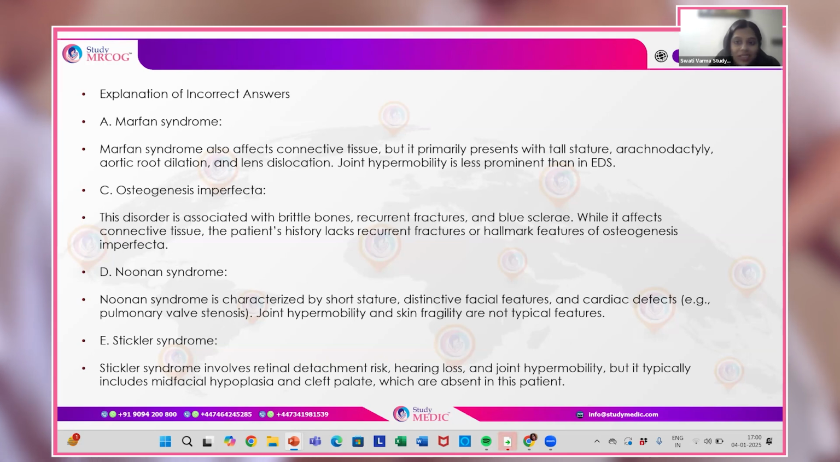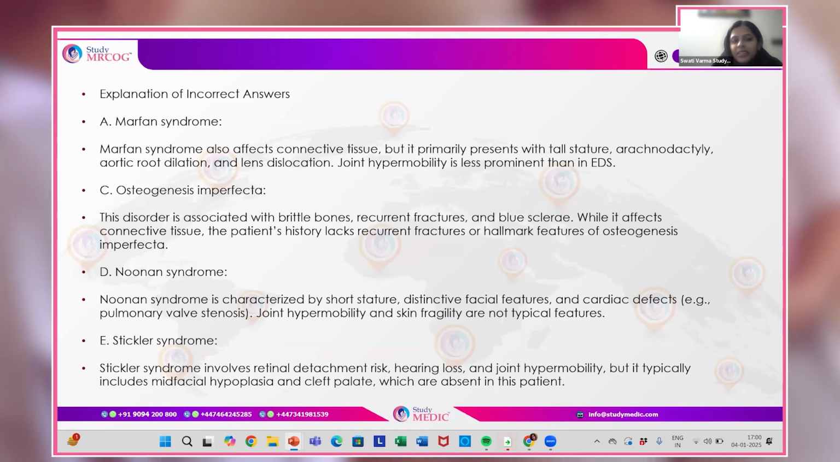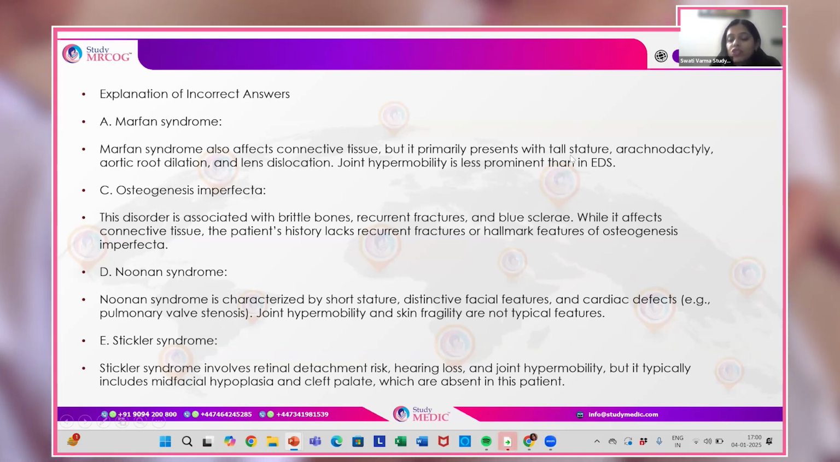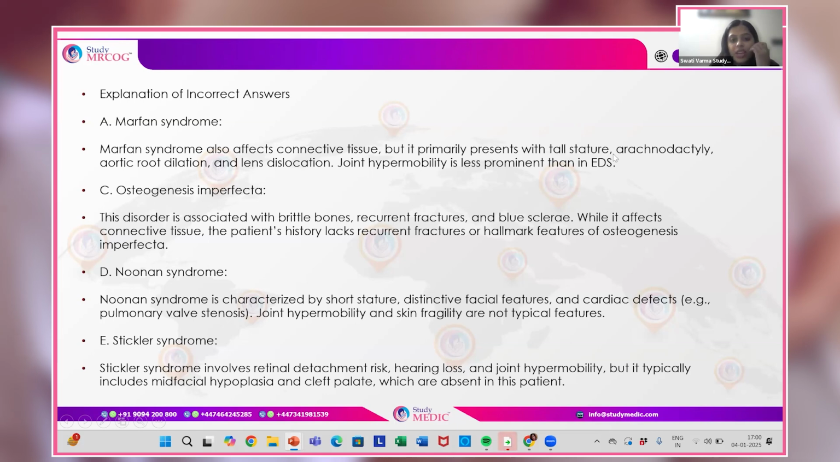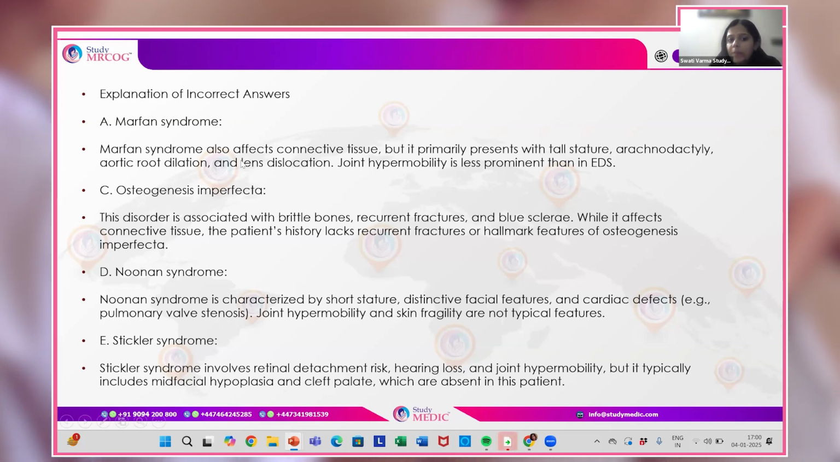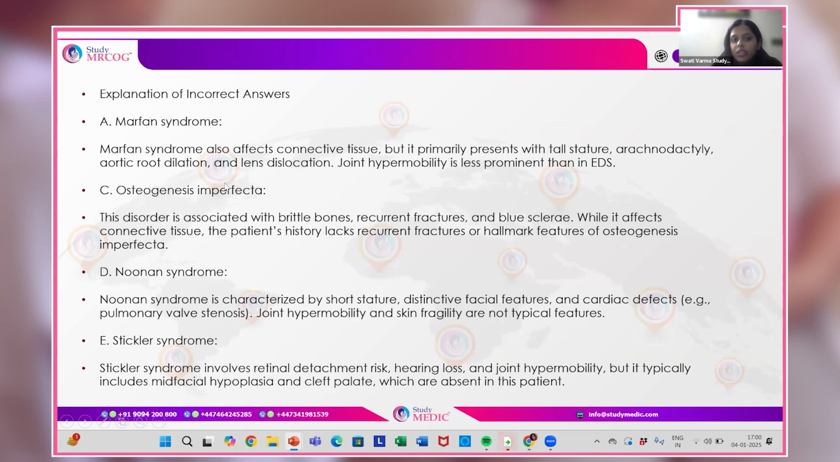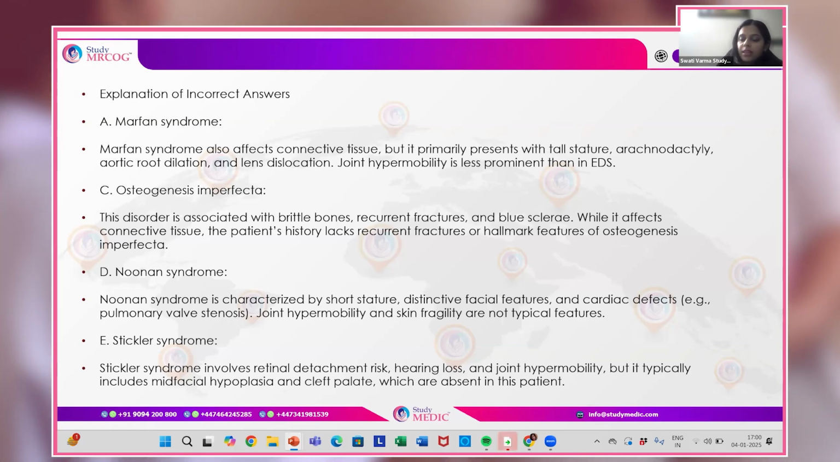Because of joint dislocation, it sometimes might come to our mind, why not Marfan syndrome? But Marfan syndrome will be characterized by other prominent features like tall stature, arachnodactyly, aortic root dilatation. These are all very much pathognomonic of Marfan syndrome, so they are absent here. Also, lens dislocation is more characteristic of Marfan syndrome. If joint hypermobility is given as such, then it is more suggestive of Ehlers-Danlos as compared to Marfan's.